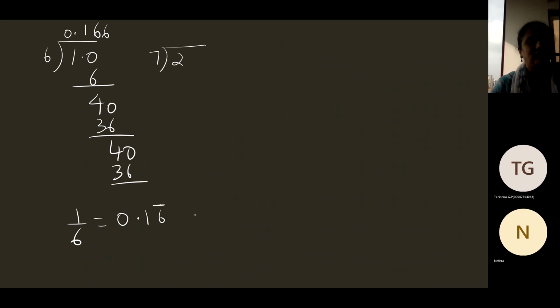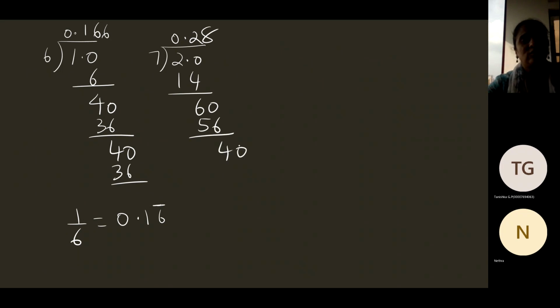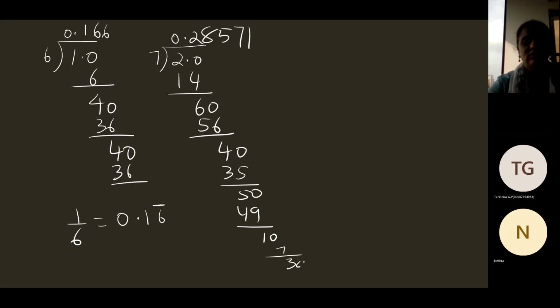6 recurring, only 6 repeats. And when you divide 2 by 7, 2 times 14, 6 remains, add a 0. 8 sevens are 56, 4 remains, add a 0. 5 sevens are 35, 5 remains, 7 sevens are 49, 1 sevens are 7, 3, 4 sevens are 28, and it goes on. It goes on like this.